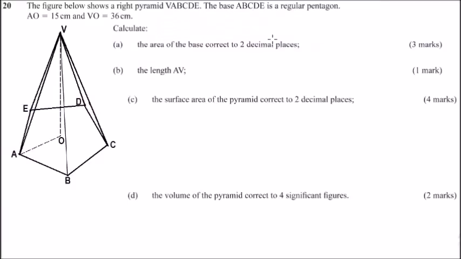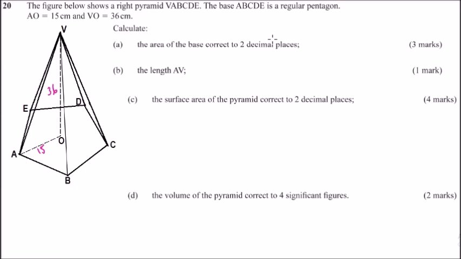So this is question number 20. The figure below shows a right pyramid VABCDE. The base ABCDE is a regular pentagon. AO is 15 centimeters, so this is 15. VO is 36 centimeters, so that is 36. So we are required to calculate the area of the base correct to 2 decimal places. So the area of the base is a regular pentagon, as we are told.